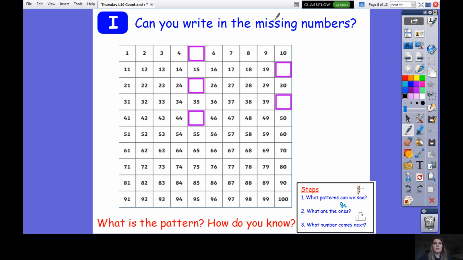What number should I write in first? The top number. Okay, we're starting near the top. What number do we think it could be? You think it's 5. Okay, why do you think it's 5? Because you counted 4, 5. Okay. What about this one here? What do we think this one could be?